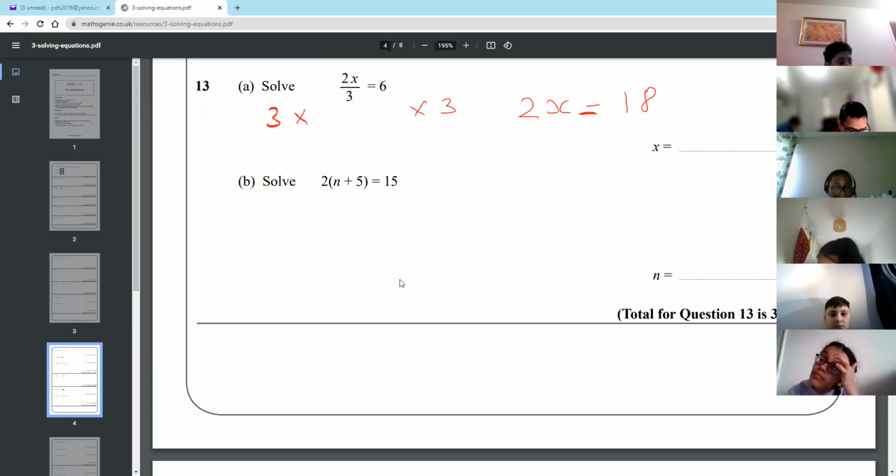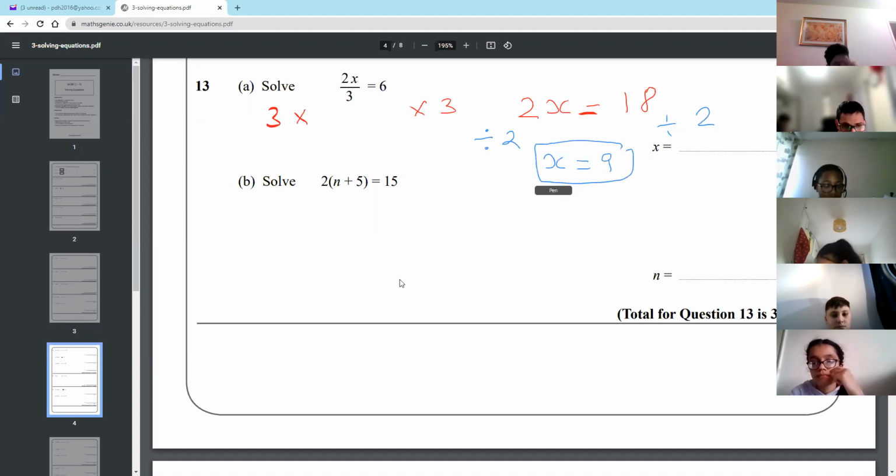So Haya, what can we do in order to find 1x from 2x? Go on, Haya, please. I'm not sure. Okay, so to find x, what can we do, Adam? Can you tell us what we can do if we want to find x? Go on, Adam. So we have to do 18 divided by 2, which gives you the answer 9.